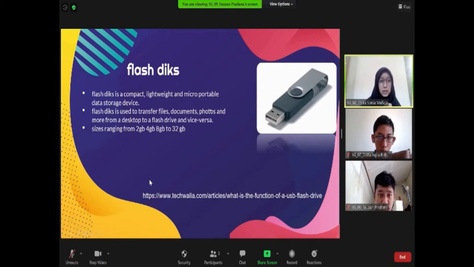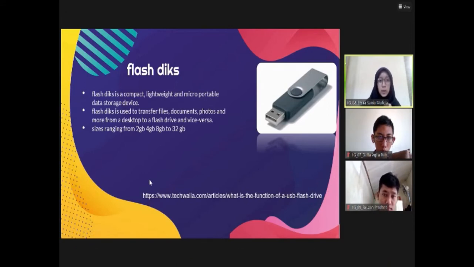Flash disk. Flash disk is a compact, lightweight, and micro-portable data storage device. Flash disk is used to transfer files, documents, photos, and more from a desktop to a flash drive and vice versa. The capacity ranges from 2 GB, 4 GB, 8 GB to 32 GB.